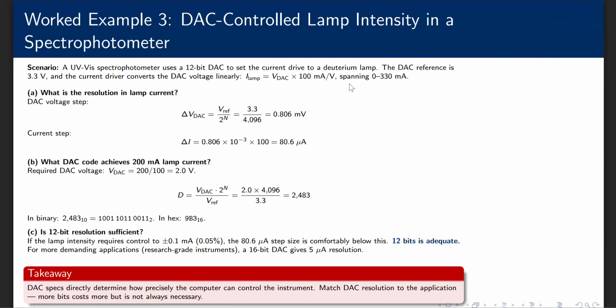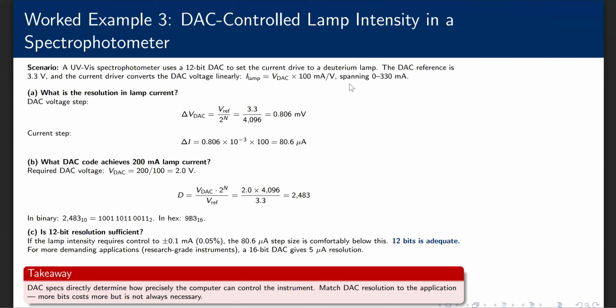Worked example number 3. This is our third and final example for lecture 3. A UV-Vis uses a 12-bit DAC with a 3.3 volt reference to control the deuterium lamp current. The current driver is linear, 10 milliamps per volt of DAC output, giving 0 to 330 milliamps. So part A, resolution in the lamp current.